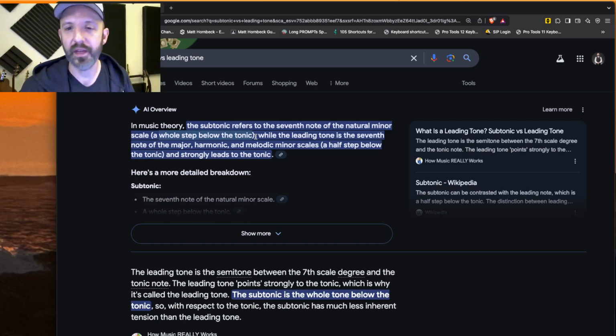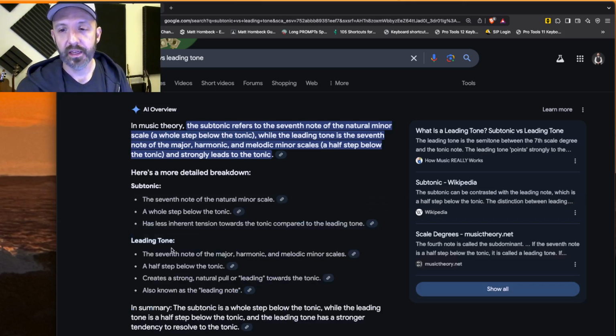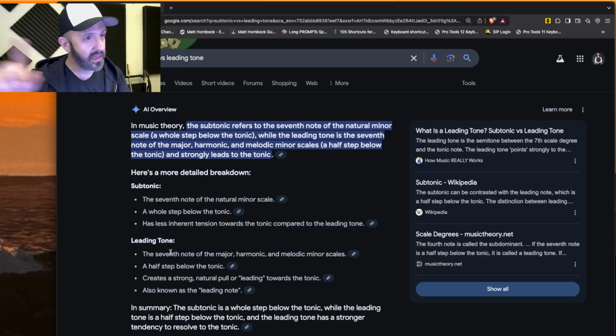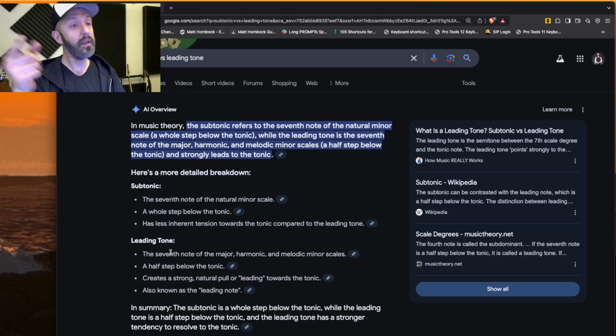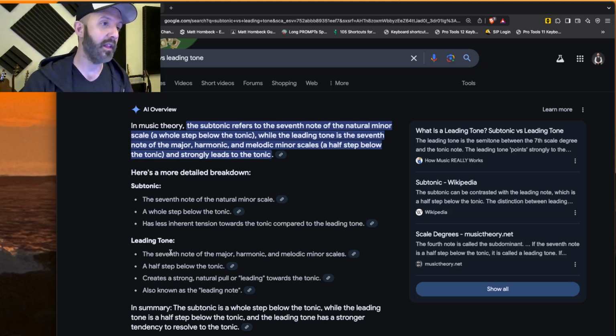There you go. Hopefully that makes sense. Leading tone is a half step because it leads your ear. That half step has a strong pull. Do, re, mi, fa, sol, la, ti, do. You kind of feel that release, you know. Versus a subtonic would be do, re, mi, fa, sol, la, te, do. That half step has a little bit more pull. Hopefully that makes sense.